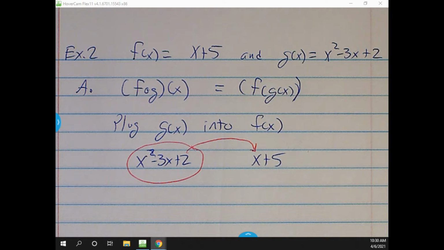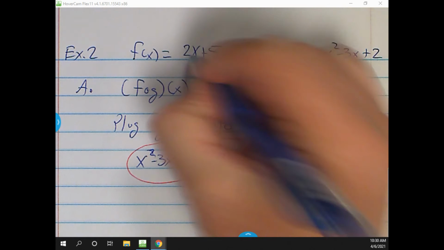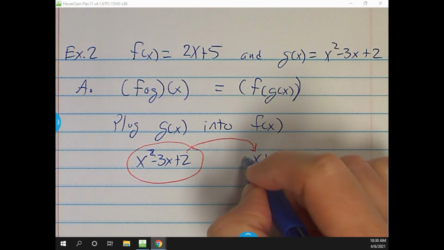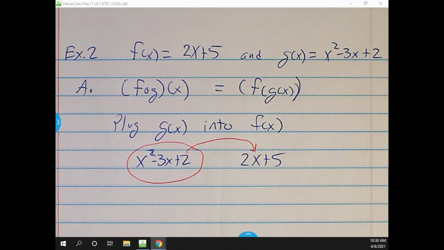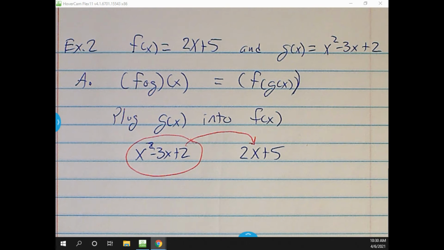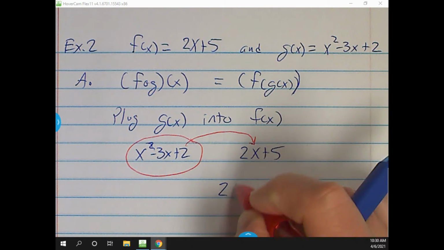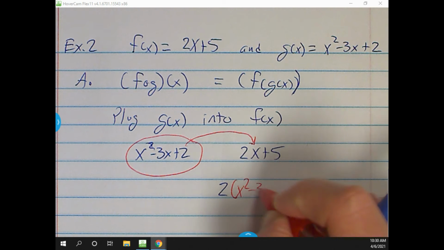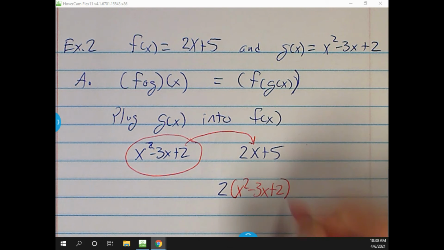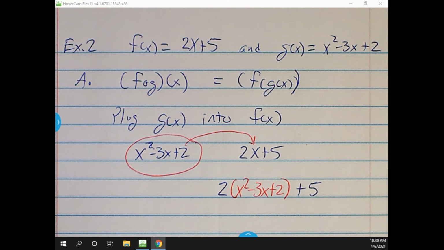Okay. All right. Excellent. Let me make one small change here while we're doing this. If I get too far, make this 2x plus 5 for me. Okay. So that's 2 times x squared minus 3x plus 2 plus 5.